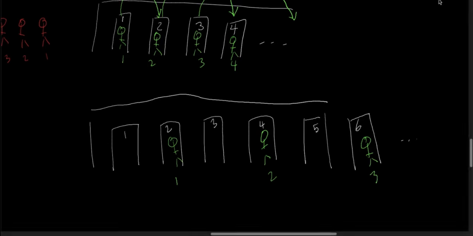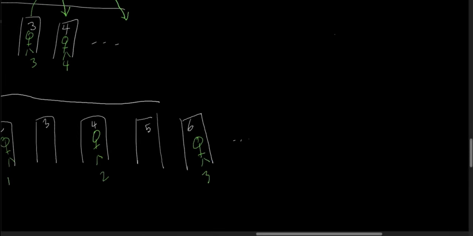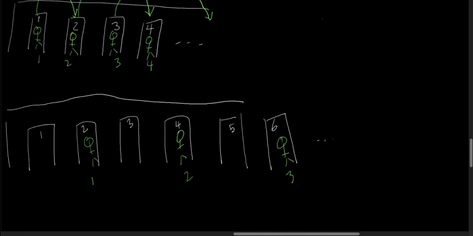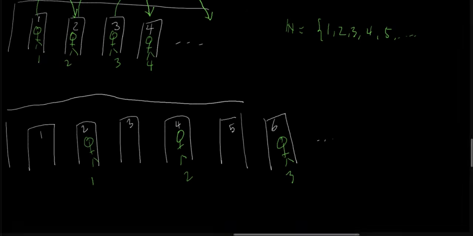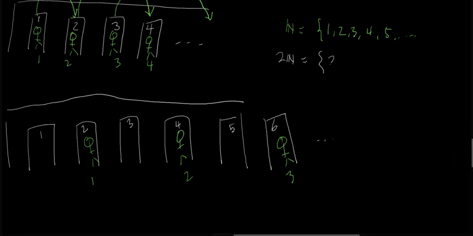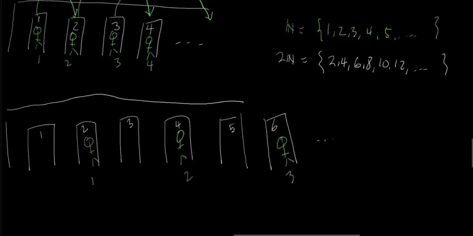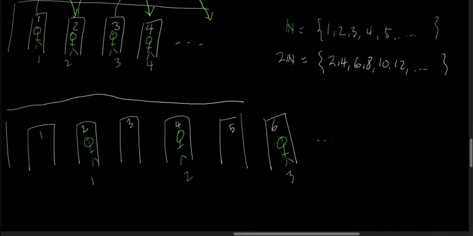The movement of the current guests, pictured in green, suggests a pairing between the set of positive whole numbers, 1, 2, 3, 4, 5, etc., represented by the guests and the numbers associated with them, and the set of positive whole even numbers, 2, 4, 6, 8, 10, 12, etc., represented by the room numbers that the current guests are asked to move to.